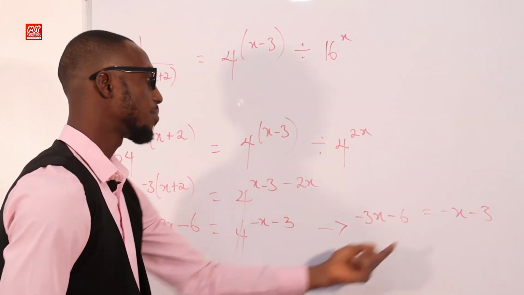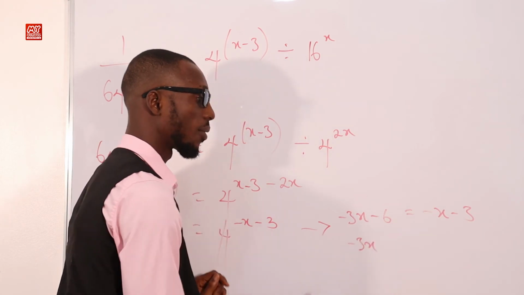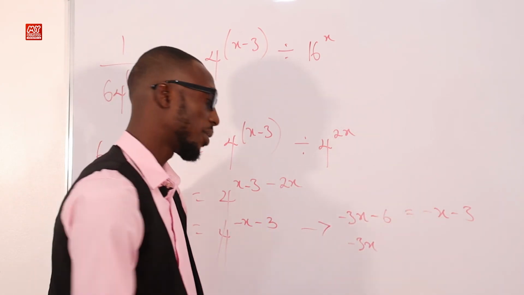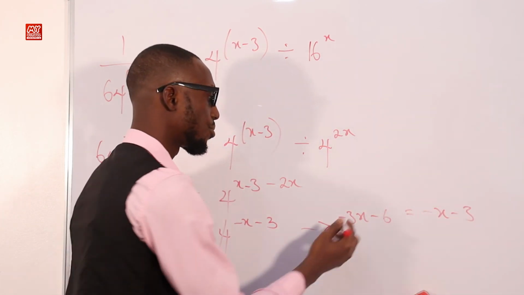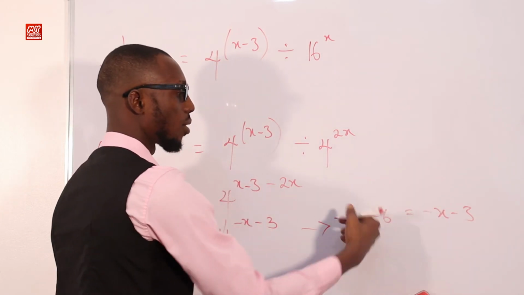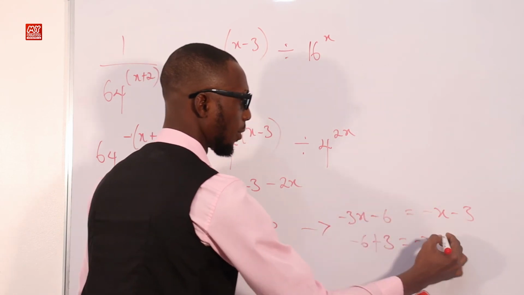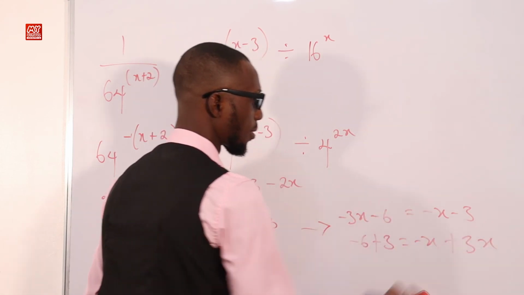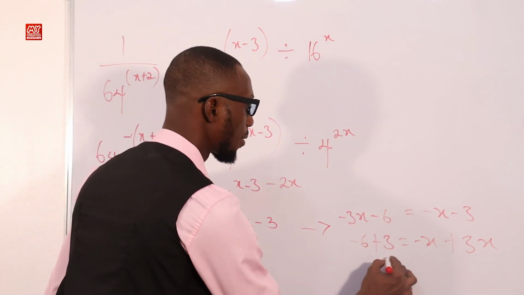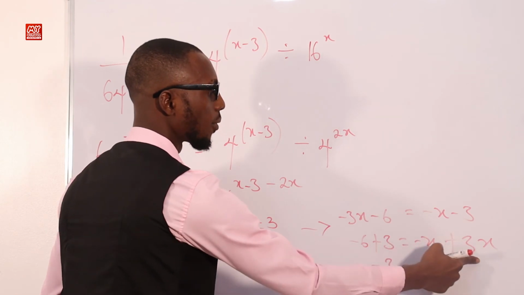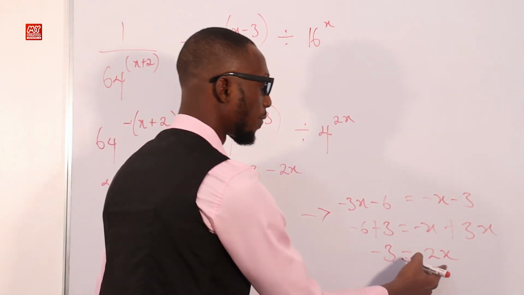So if I collect like terms, if I send this in, that will be minus 3x. Or I can send it out, whichever one works for us. Let me do the sending out rather. So I will have minus 6 plus 3 equals minus x plus 3x. So minus 6 plus 3 gives you minus 3 equals minus x plus 3x. I have 2x. Dividing both sides by the coefficient of x, which is 2.